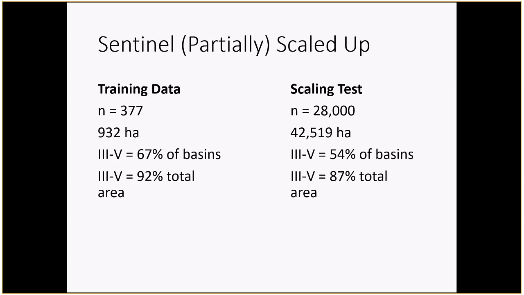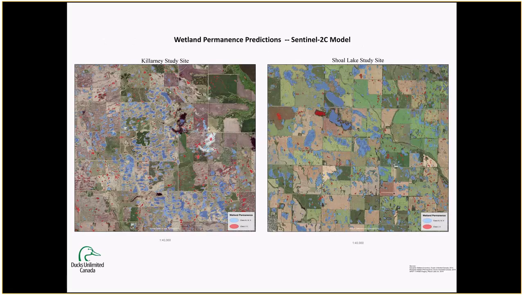So Lyle basically had to process a lot more imagery, provide me those variables, and then I applied the statistical model to this new data set. And just as a little check, in our original data, 67% of the basins were class 3 to 5, and they accounted for 92% of the total area. And in this new area, we saw that 54% of the basins were class 3 to 5 and represented 87% of the total area.